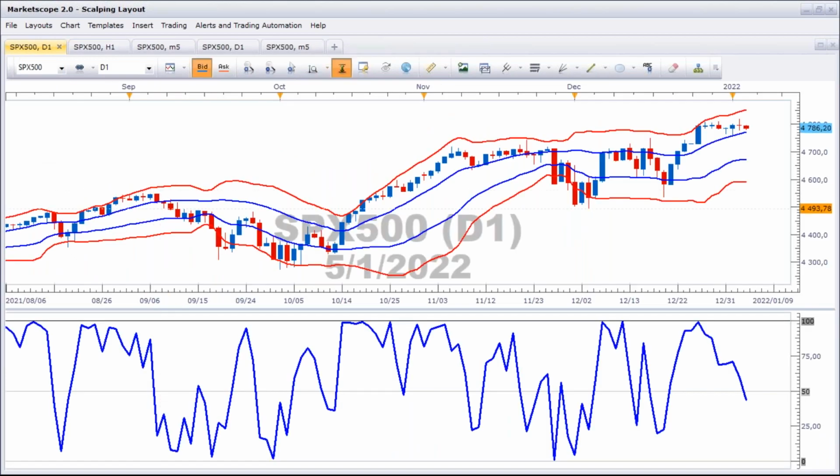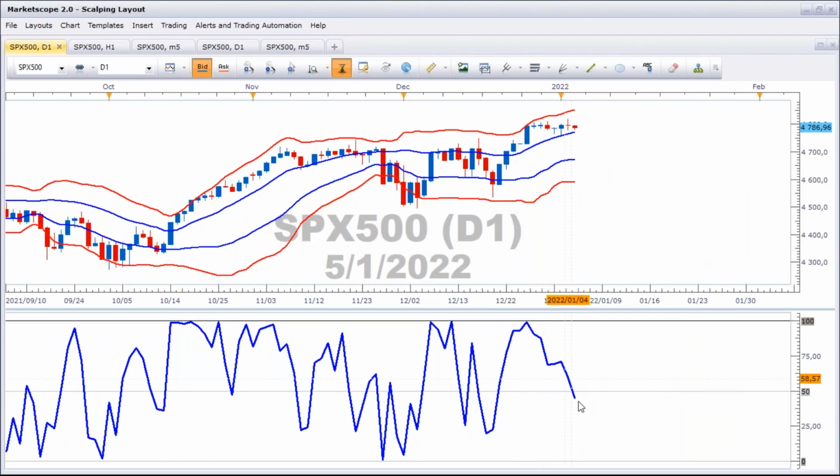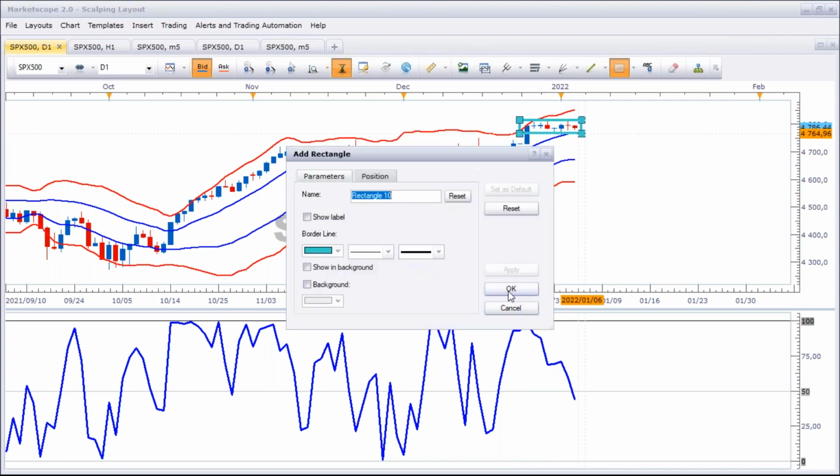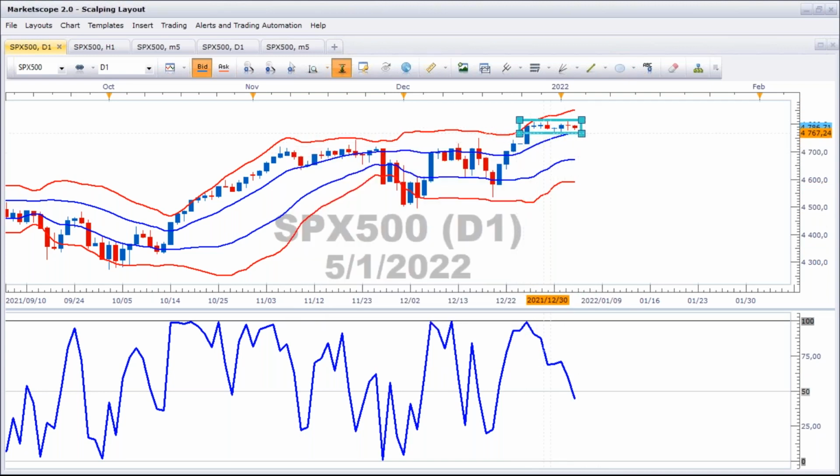So here the momentum's to the downside. The fast stochastic is pointing to the downside. I would feel a lot more comfortable, of course, if the candles were closer to zone 3, but the momentum at the moment is to the downside. And if you just take a look at the candle formation over here, it's just moving sideways. So there's certainly no upwards momentum at the moment.